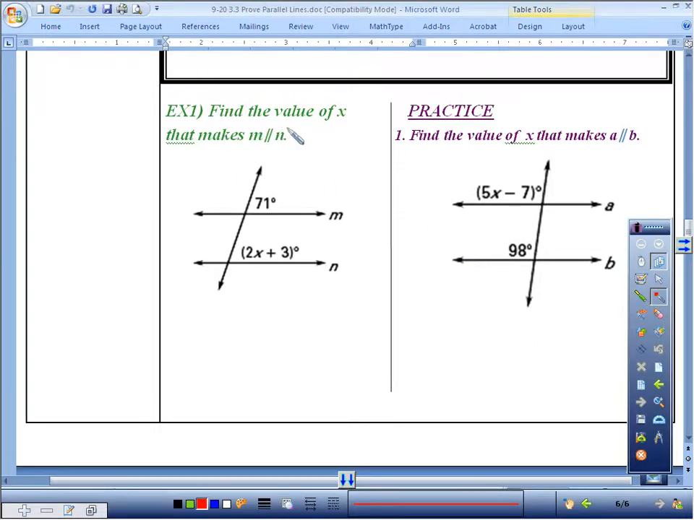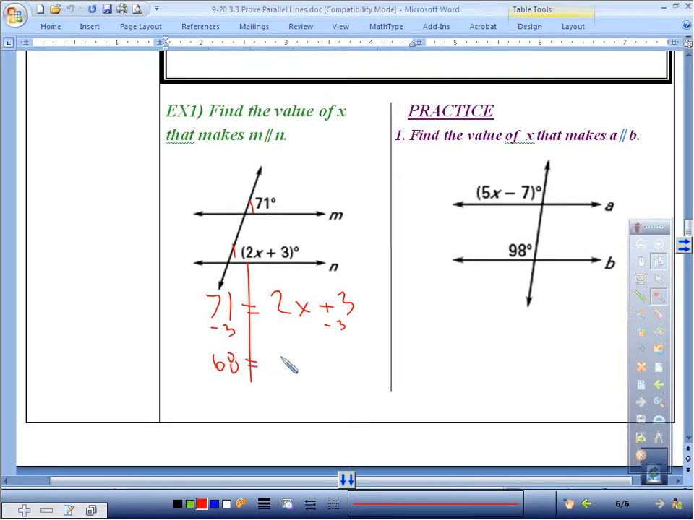So in example 1, find the value of x that makes m parallel to n. Well, we know that these two angles are corresponding angles. And in order for these two lines to be parallel, they would be congruent. So there's your equation. Now we just rearrange and divide both sides by 2. And x is 34. So the value of x, 34, is what makes these two lines parallel because these corresponding angles would be congruent.